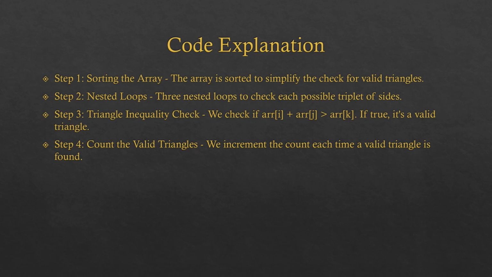Let's break down the code logic. After the sorting, we loop through the array using three indices i, j, k to represent the three sides. If the sum of the first two sides is greater than the third side, we know that the triplet forms a valid triangle. So we increment the count. This process continues for all possible triplets.